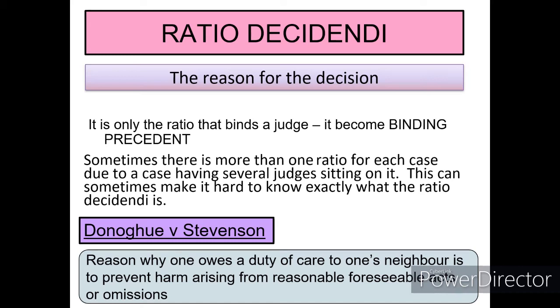Now, that might seem very straightforward, that one case will lead to a binding precedent on another. But sometimes it's actually quite difficult to see what the ratio decidendi is. That's because judges in a case will make a written judgment. We're talking about, of course, appeal higher courts here. They will make a judgment, and sometimes those judgments are very long, and it will only be a small part of the judgment that will be the ratio decidendi. And sometimes several different judges will make a written judgment. And sometimes there may be more than one ratio in a case, and it will be up to future cases to establish exactly what the ratio decidendi for a case is.